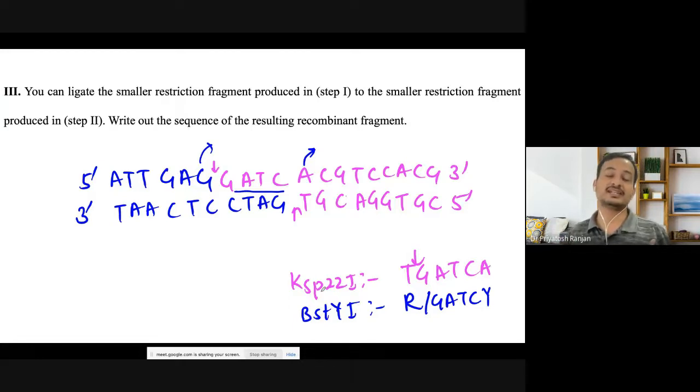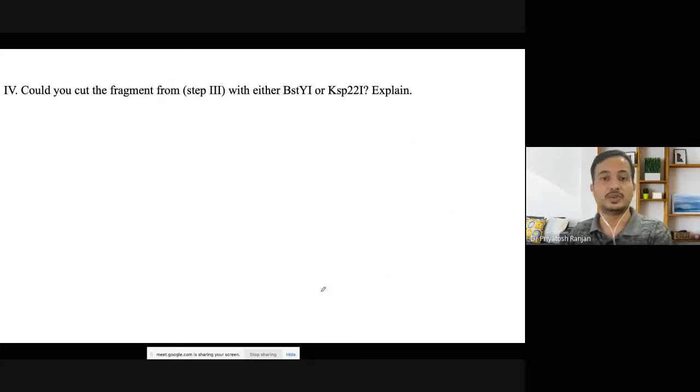And once we put my insert into the vector and do the ligation, are those restriction enzymes going to get generated, or will that result in the generation of some additional restriction enzyme sites? So it's always advisable to check these points when you are doing molecular cloning. So could you cut the fragment? No.